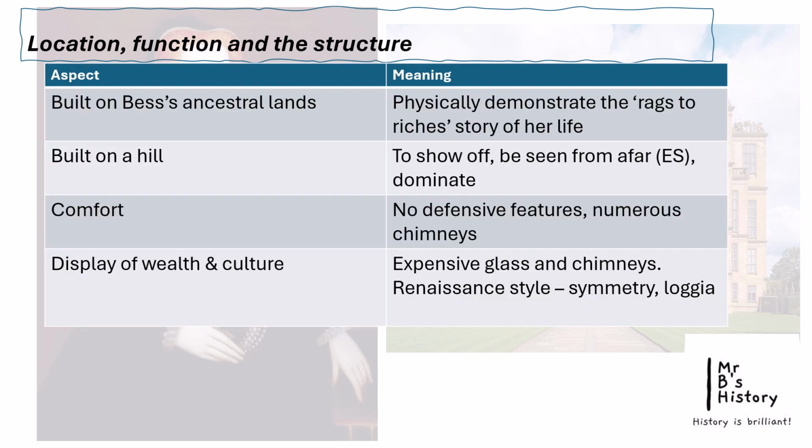So, in summary, its location, its function and structure basically proclaim Bess's rags to riches. Say that out loud, show that she's wealthy, show that she's cultured, and show that England at this time is at peace.